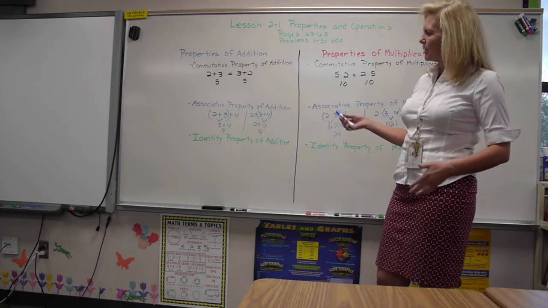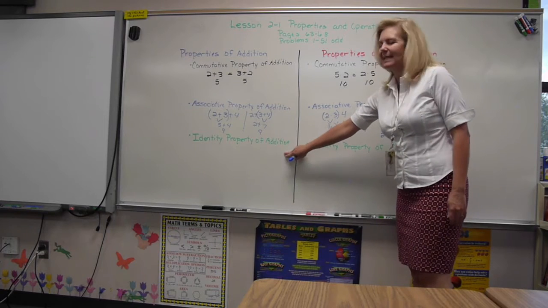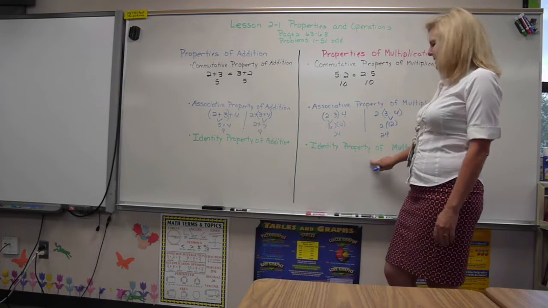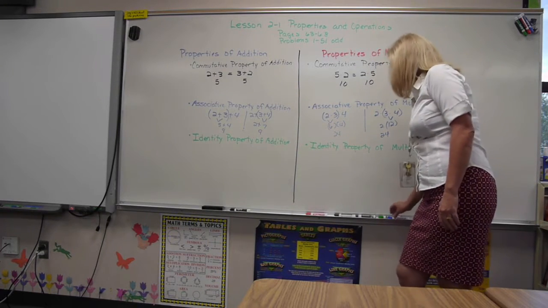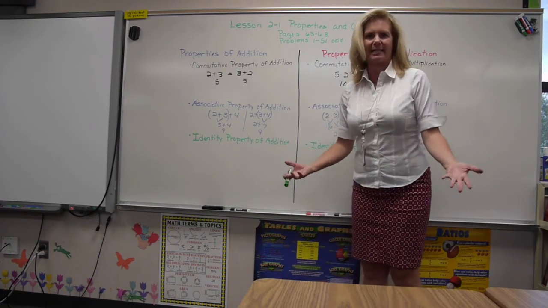And the last property I want to work with is called the identity property. And again, we have an identity property of addition and an identity property of multiplication. And the key here is what's going to keep the numbers' identity.